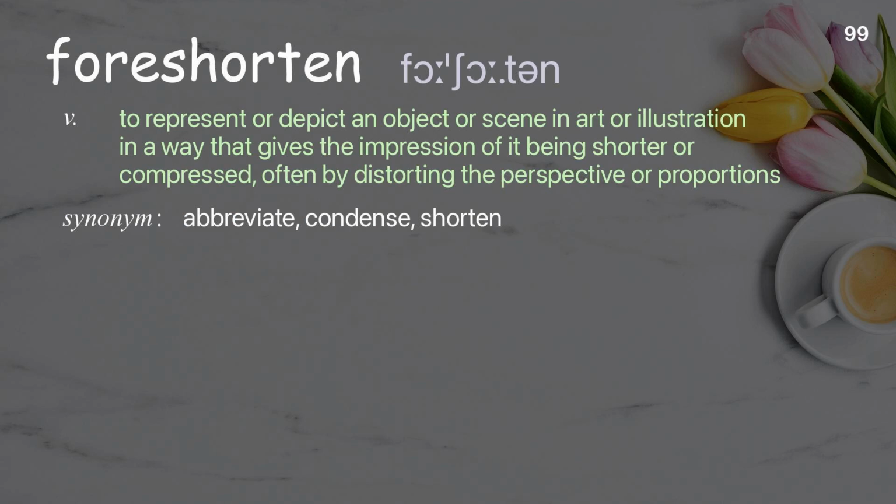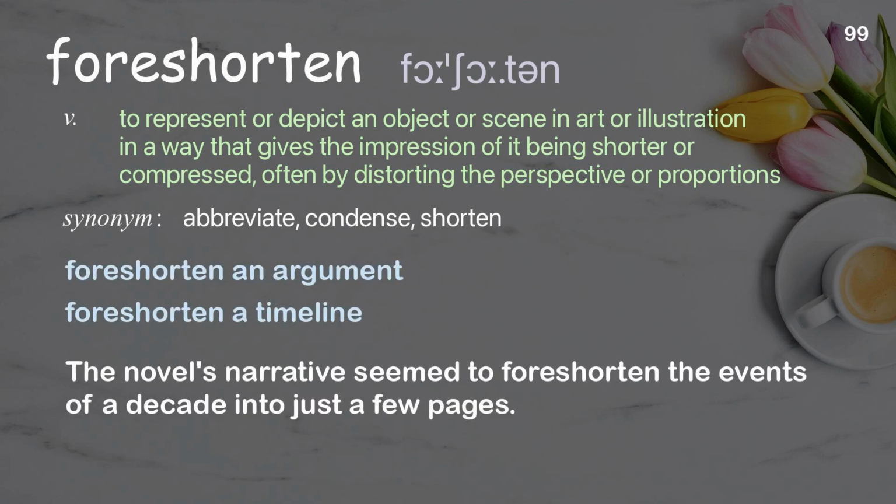Foreshorten. To represent or depict an object or scene in art or illustration in a way that gives the impression of it being shorter or compressed, often by distorting the perspective or proportions. Examples: foreshorten an argument, foreshorten a timeline. The novel's narrative seemed to foreshorten the events of a decade into just a few pages.